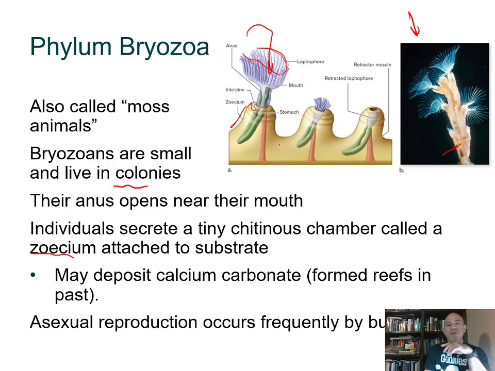Some may deposit calcium carbonate and help form reefs like the coral animals do. Asexual reproduction can occur frequently by budding.